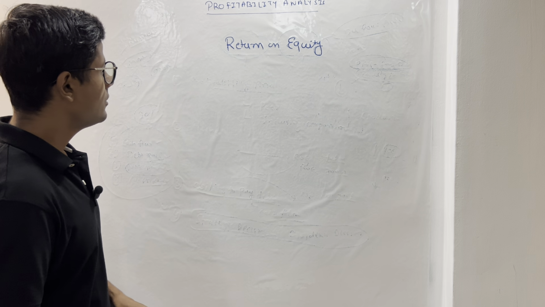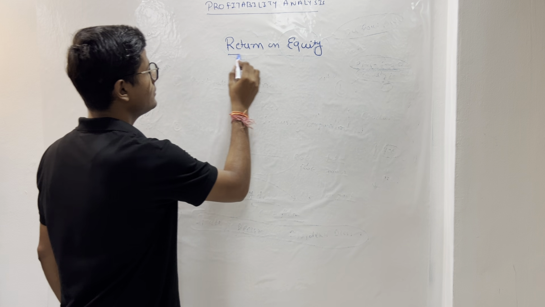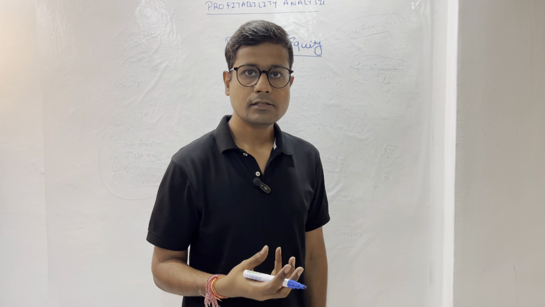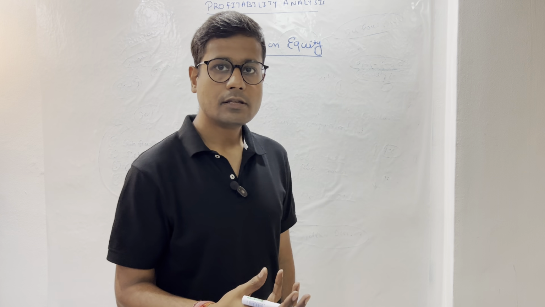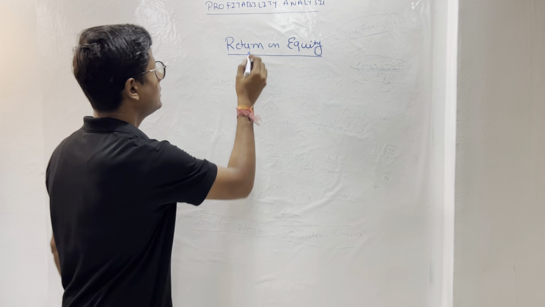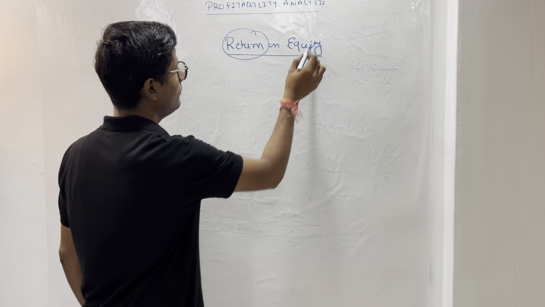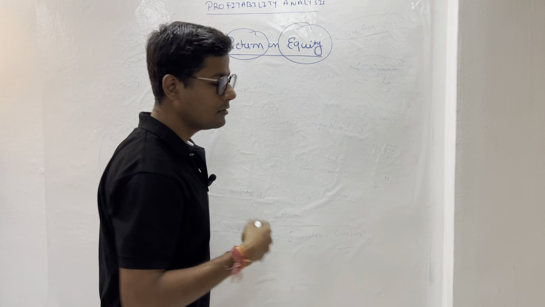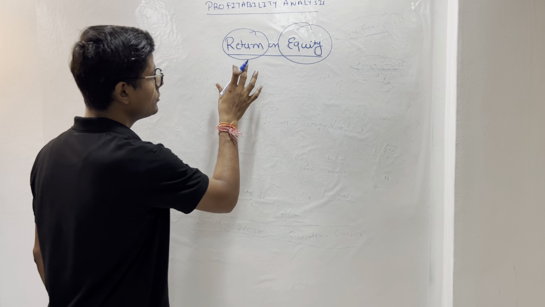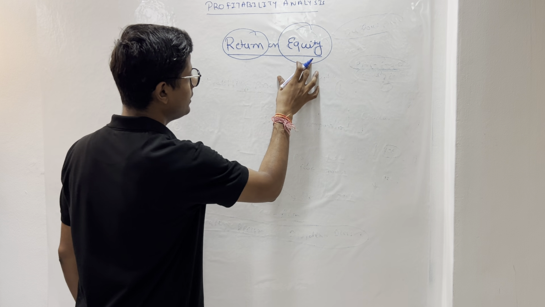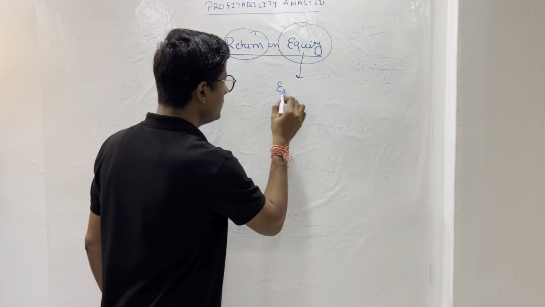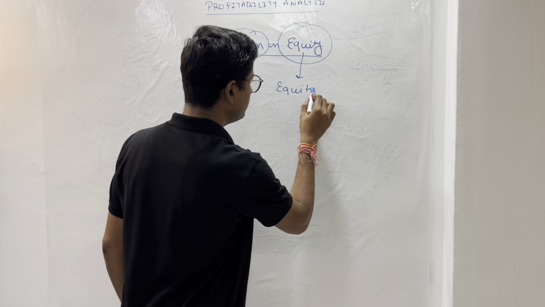So let's understand what is return on equity. If I say in very simple terms, return on equity basically tells what returns the company is generating for the equity shareholders, or on the equity shareholders' fund. How much return is the company generating? So two elements, one is the return and the other is equity. Let's understand what we mean by equity. Equity means equity shareholders' fund.